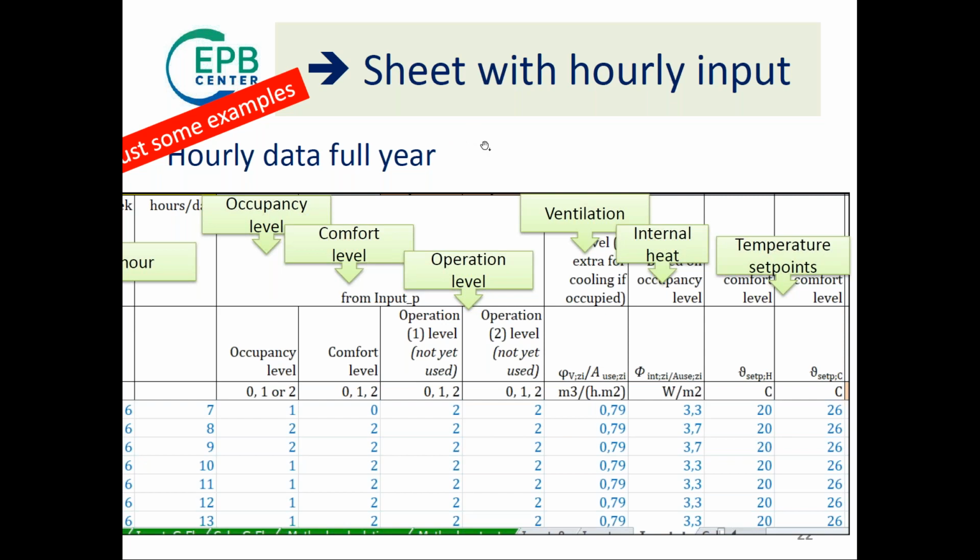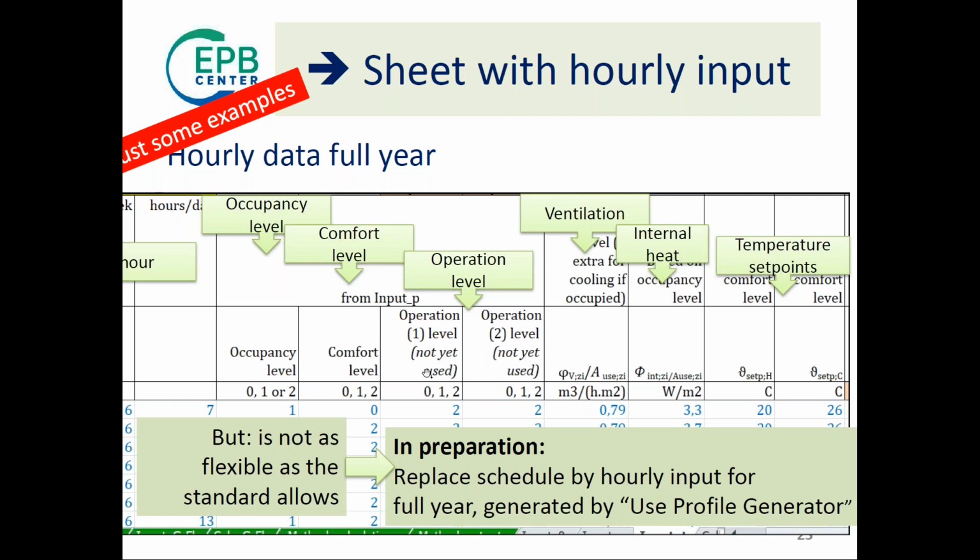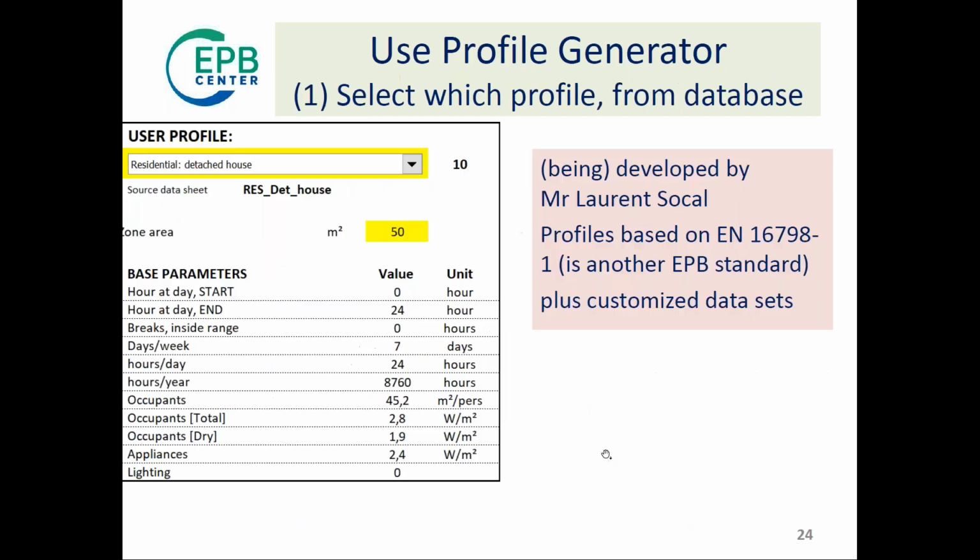Then you have a sheet with hourly input. And here you see all these levels coming back for each hour of the year, for the full year, and ventilation, internal heat, temperature set points, and so on. But this is not as flexible as the standard allows, because the standard allows you any data for any hour in the year. So what we have in preparation now is to replace this schedule by hourly input for a full year generated by a use profile generator.